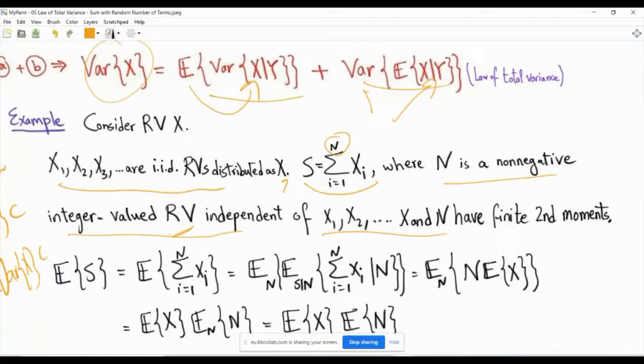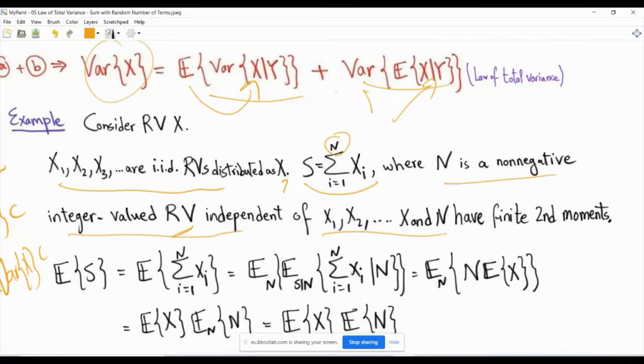In other words, that n can be 2 with a certain probability, 3 with a certain probability, 4 with a certain probability, 17 with a certain probability, 1 trillion to the power 1 trillion with a certain probability, and so on and so forth. How can we find the expected value of s, or the variance of s?